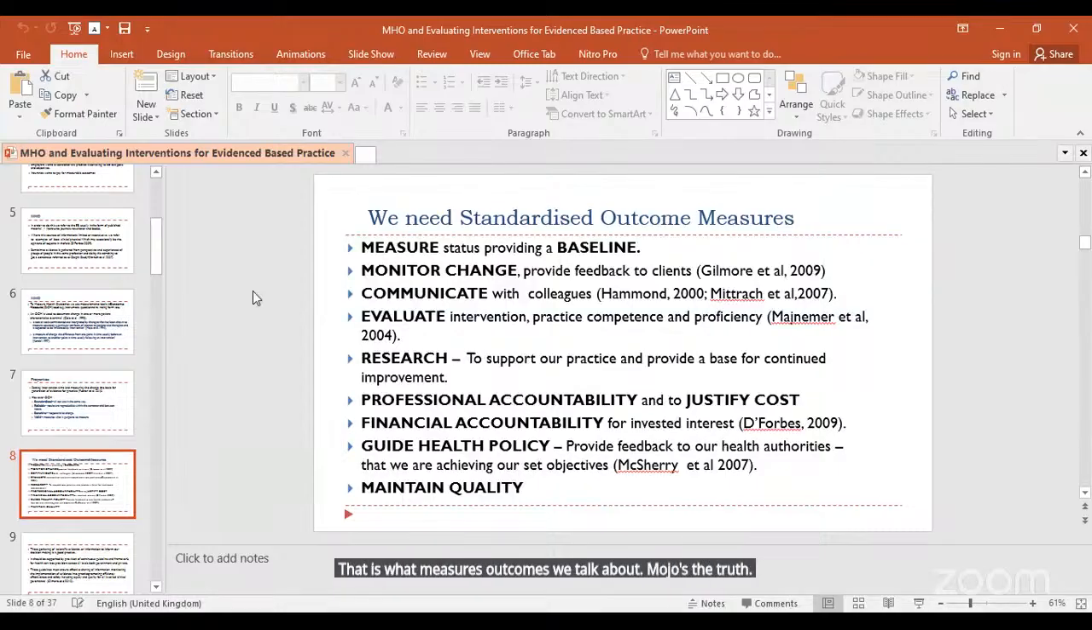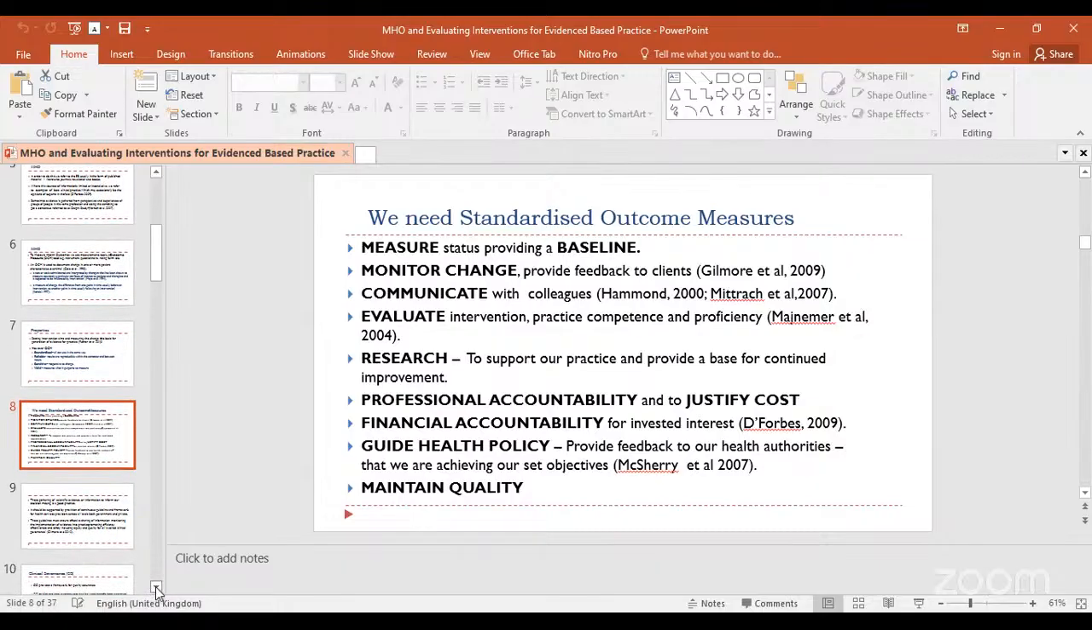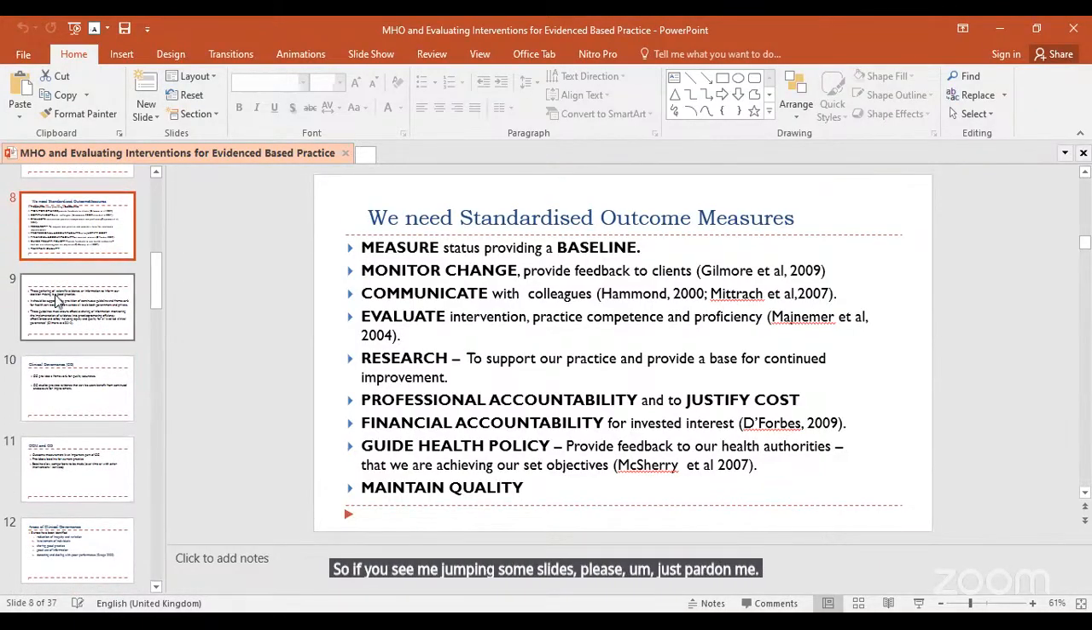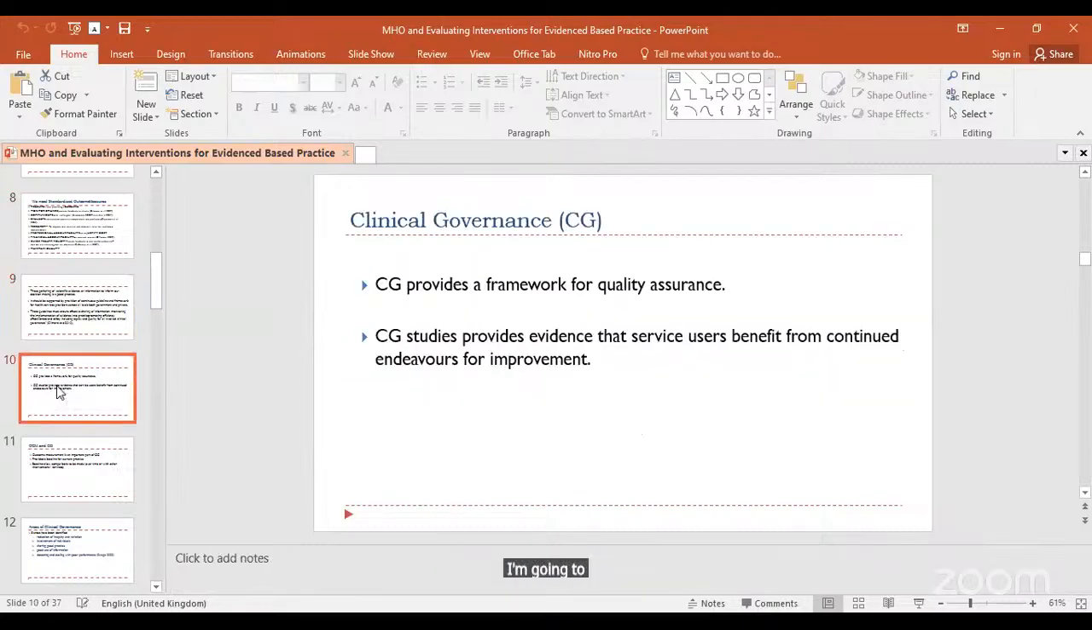Then to maintain quality. So if you see me jumping some slides, please pardon me, because I did not even intend to talk this long. I'm going to skip these.